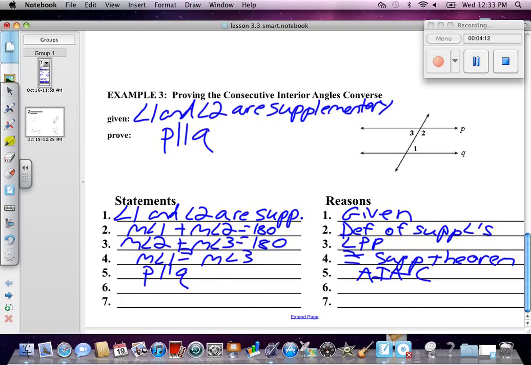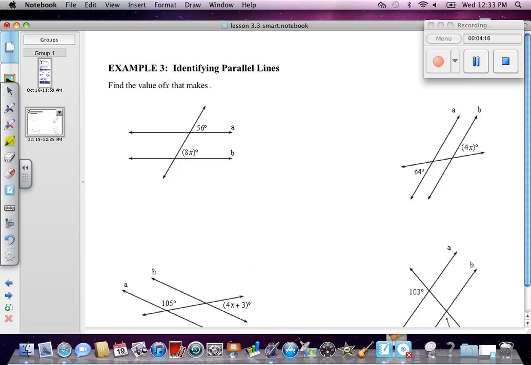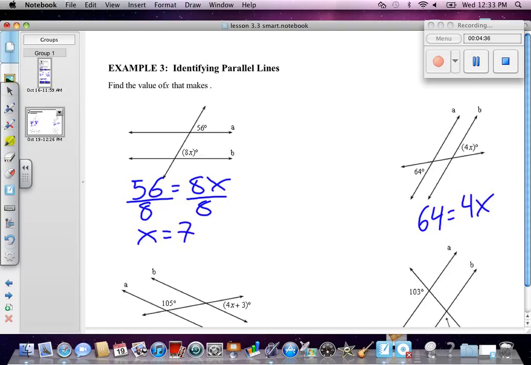Okay, now we're going to look at the bottom of this page, and we're going to prove that some of these are parallel lines. These are corresponding angles, so to prove A is parallel to B, they must be equal to each other. We divide both sides by 8, and we get x equals 7. For part B here, we know these are alternate exterior angles, so they must be congruent. So we divide both sides by 4 and get x equals 16.